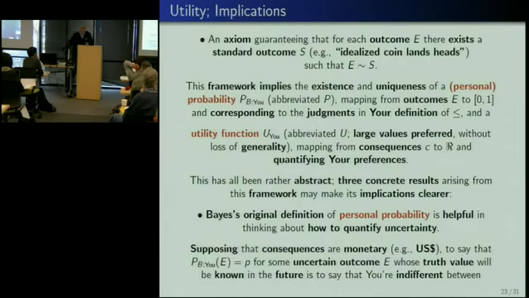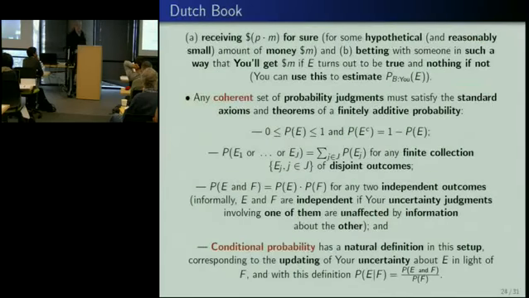To say that your Bayesian probability for an outcome is lowercase p, for some uncertain outcome e whose truth value will be known in the future, is to say that you're indifferent between 2 things. You pick a small amount of money, lowercase m, and you're indifferent between receiving p times m dollars for sure, or betting with someone in such a way that you'll get the whole m dollars if e turns out to be true and nothing at all if it's false.